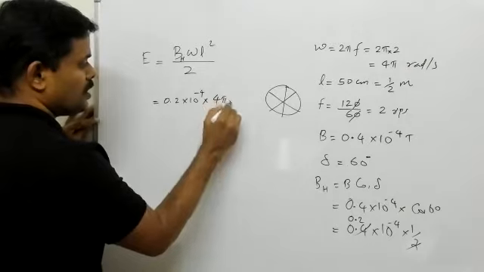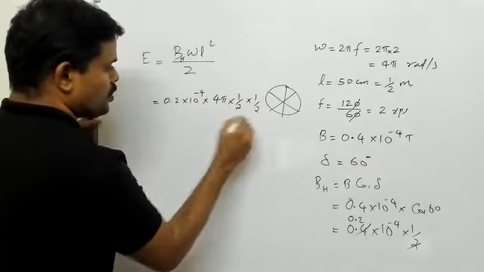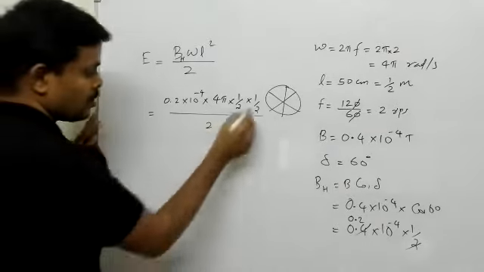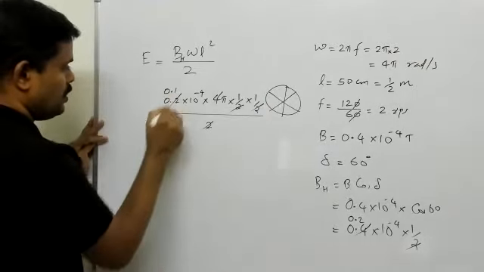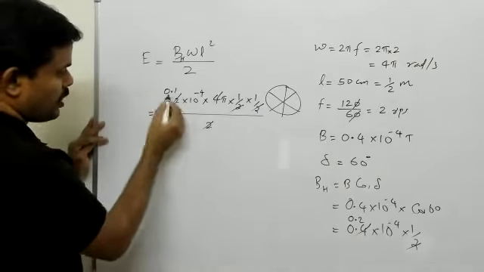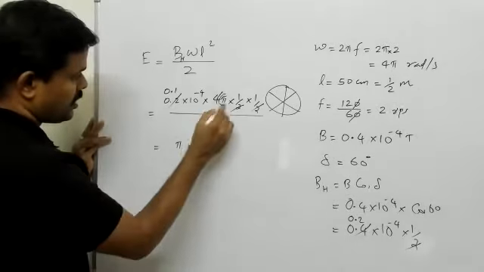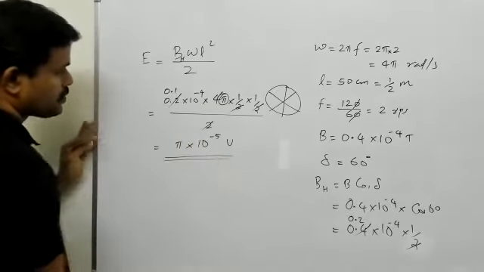I can put it here. 4 pi into L square. L is 1 by 2, so 1 by 2 into 1 by 2. Simplify this. 2 into 2 is 4, gets gone. 0.2 and 2 is 0.1. So you get 10 power minus 4, 10 power minus 1, 10 power minus 5. So pi is already there, into 10 power minus 5 volts.